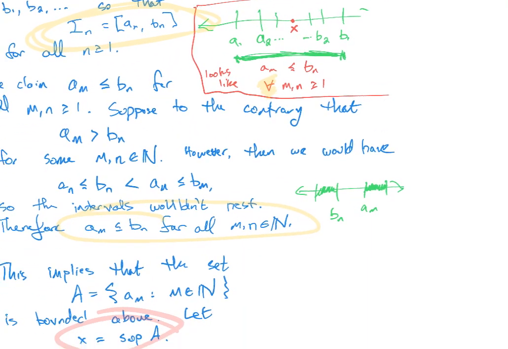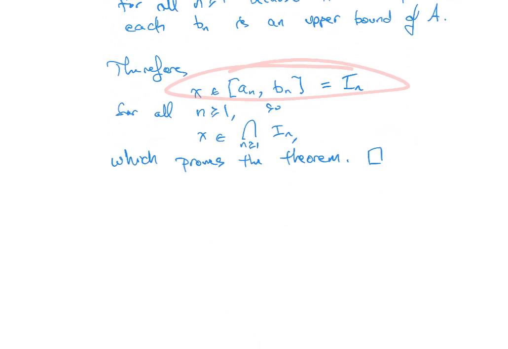Okay, so now we're going to use the nested interval theorem to prove that the reals are uncountable. We need a lemma for that. So our lemma is a little technical, I guess. We're given a closed interval of real numbers.